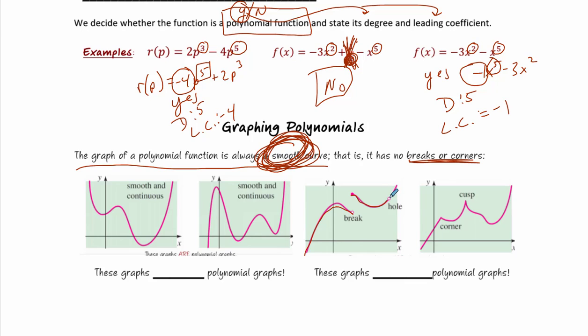I don't know, but there's a hole right there. So then I got to lift it up, and then I got to keep going, because of this break. So these graphs are not polynomial graphs. Well, because that one's not, right?